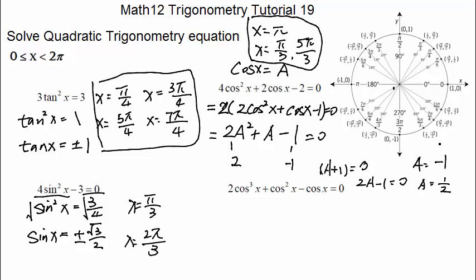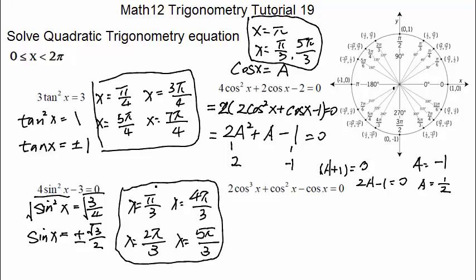The negative square root 3 over 2, which is the bottom part, is 4 pi over 3, and then 5 pi over 3 here. So x equals 4 pi over 3, and then x equals 5 pi over 3. And we're done. That is our solutions. Okay, normally the quadratic trigonometry equations have more than one or two solutions. The last one is a little bit tricky.